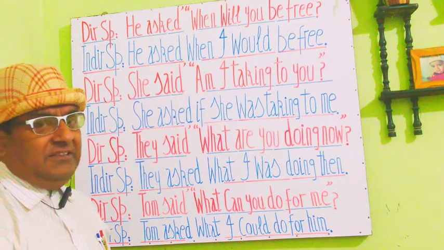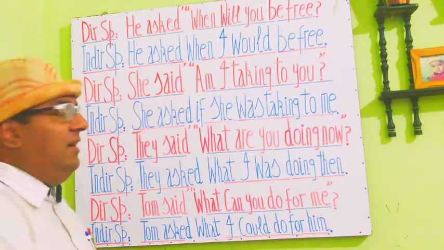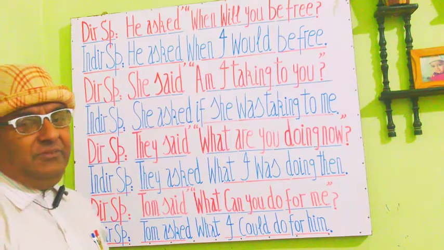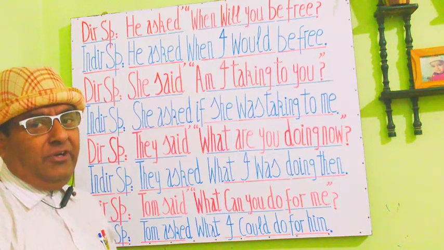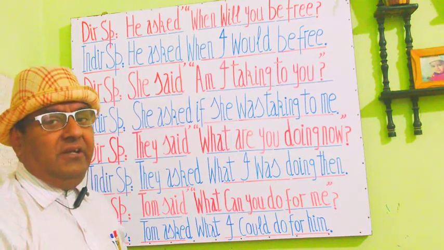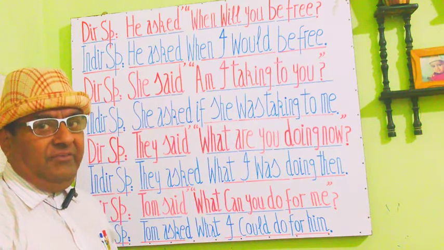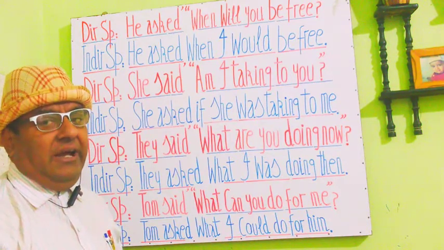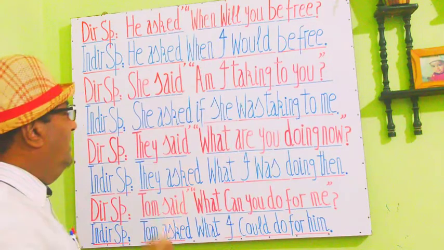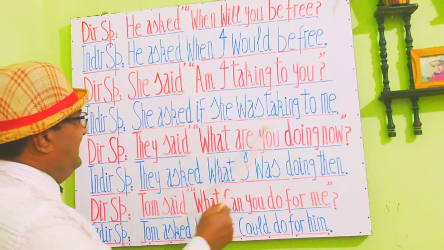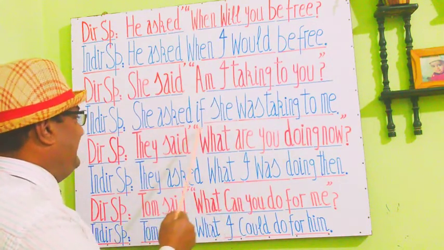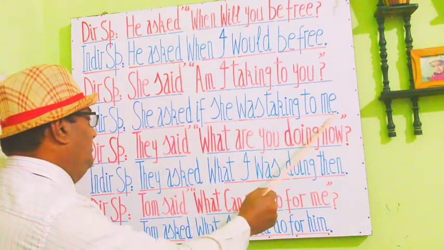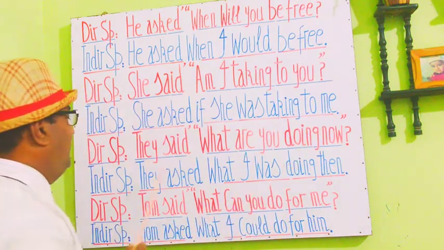You saw the direct speech. She said, "Am I talking to you?" It was a question, a query. Now we have changed it into indirect speech, and the new statement you see here is: she asked if she was talking to me. Now let's see the next phrase.